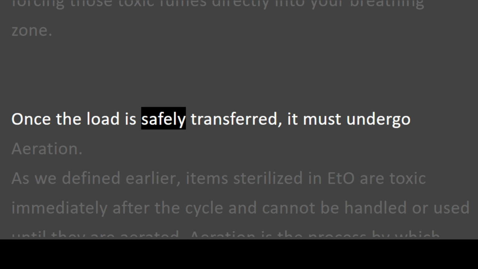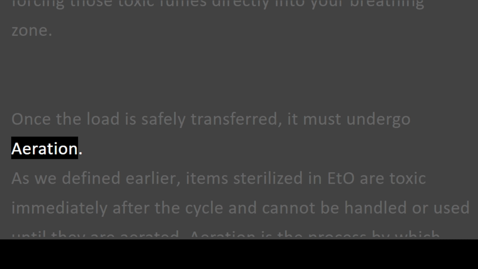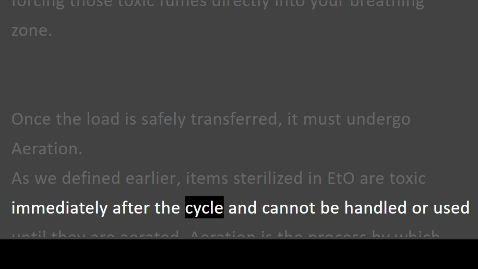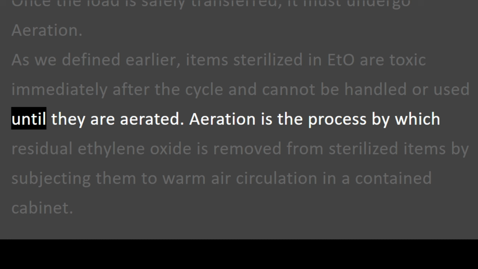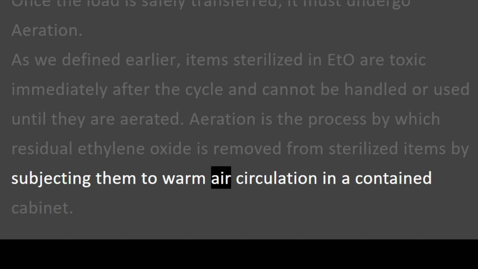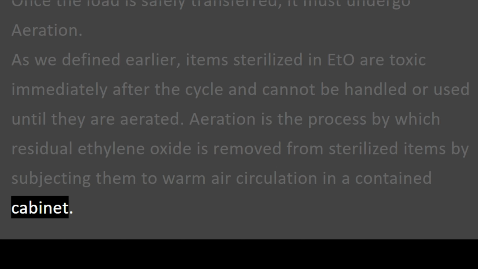Once the load is safely transferred, it must undergo aeration. As we defined earlier, items sterilized in ETO are toxic immediately after the cycle and cannot be handled or used until they are aerated. Aeration is the process by which residual ethylene oxide is removed from sterilized items by subjecting them to warm air circulation in a contained cabinet.